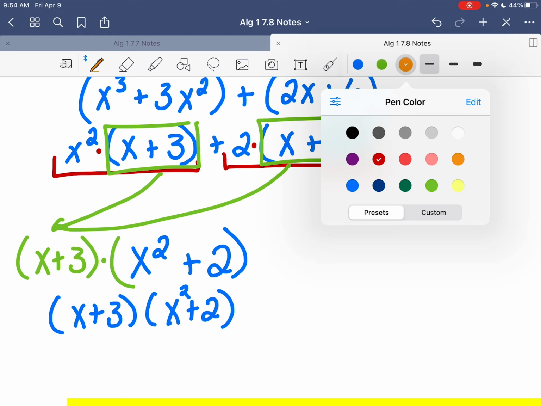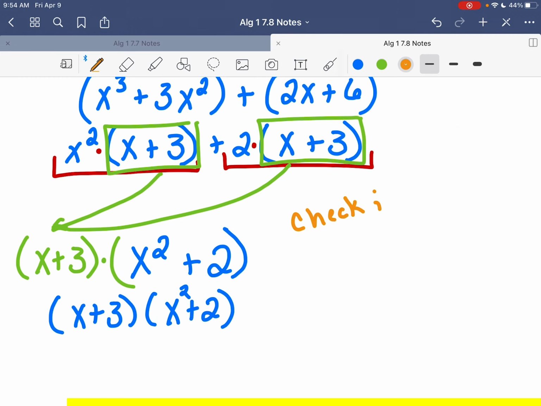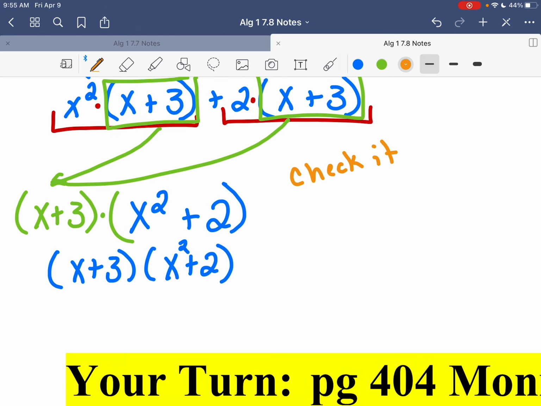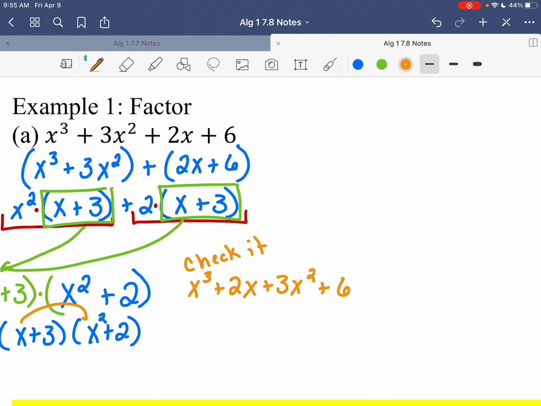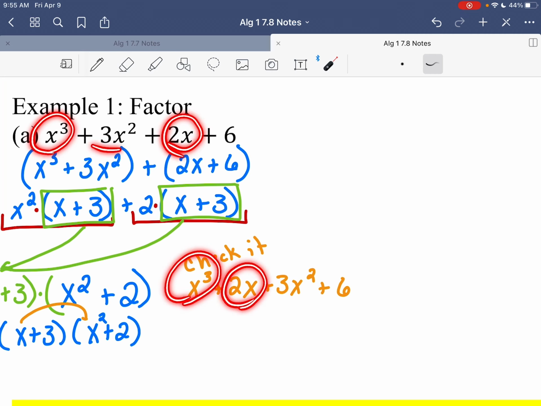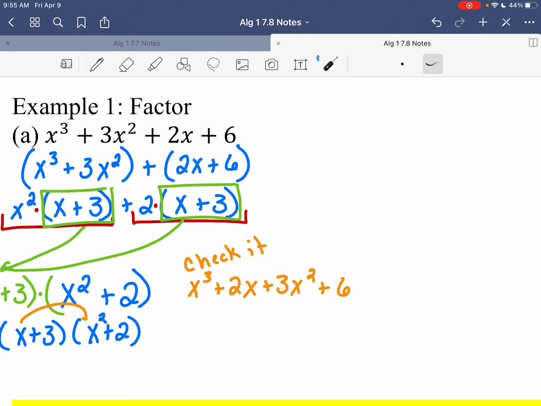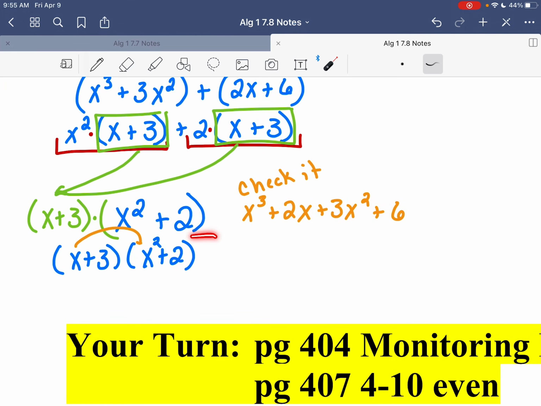Always a good idea, check this guy. Make sure it works. Let's check it. Meaning, let's distribute this guy out. So if I take x times x to the third, I get x times x squared, I get x to the third, plus 2x, plus 3x squared, plus 6. Now, if you notice, we're in a different order, but they're all still there. X to the third, 2x, 3x squared, plus 6. Okay, they're in a different order, but they're all still there, so it worked. So there is my factored.